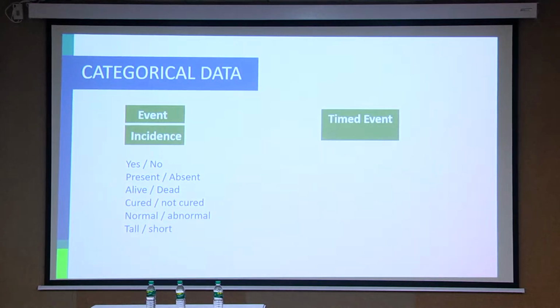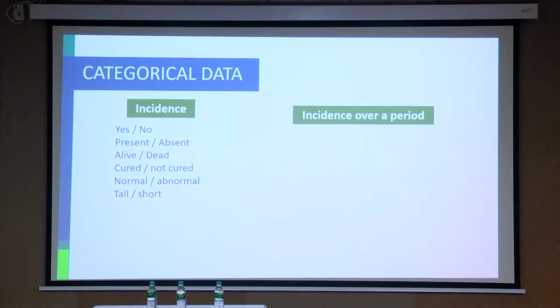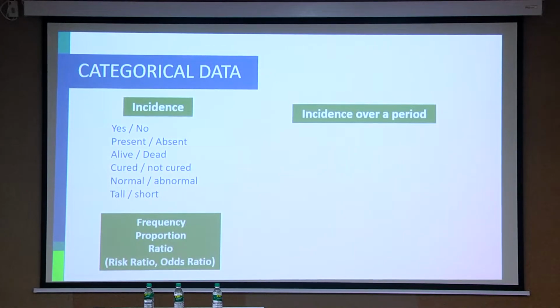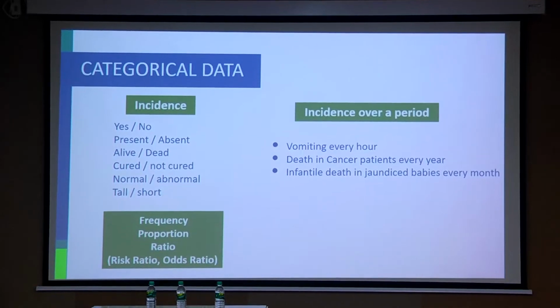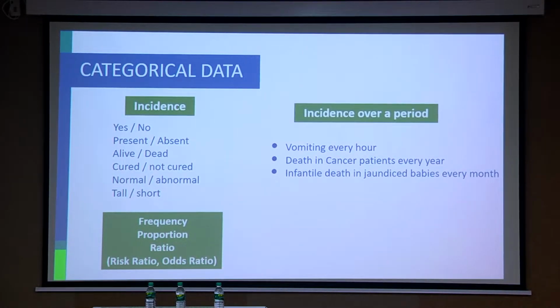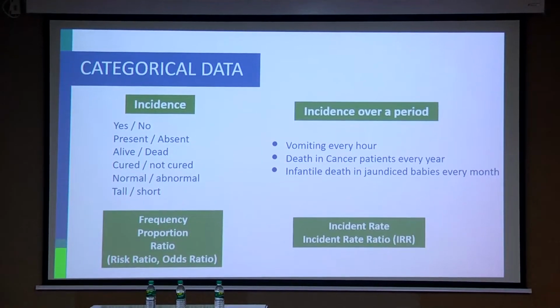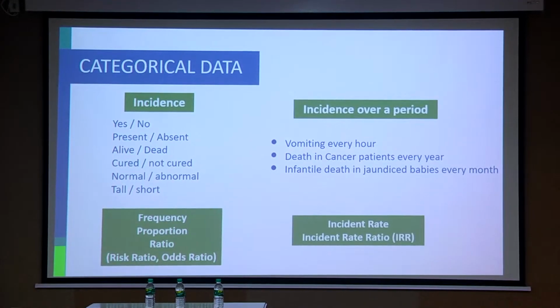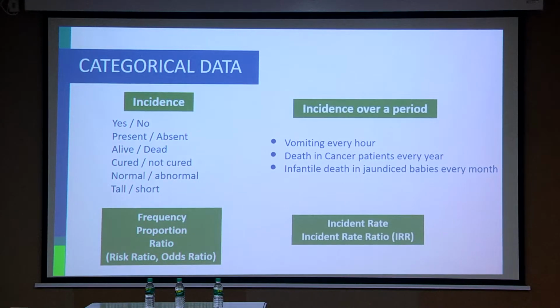Sometimes it can be dichotomous, like alive or dead, cured or not cured, abnormal or normal, tall or short. It can be recorded as events or counts and can be measured as proportions. Timed events, like vomiting every hour after the surgery or death in cancer patients, can be measured as a rate. Often measuring as a frequency tells how much risk there is between the outcome and exposure, while measuring as a rate tells how many cases in a population occur over time.